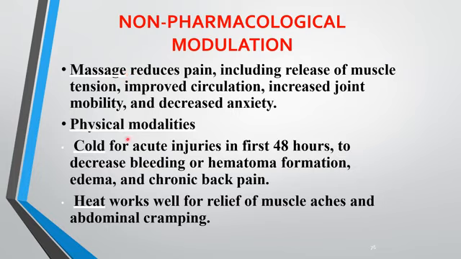And physical modalities like cold and hot temperature. Cold is used for acute injuries in the first 48 hours to decrease bleeding or hematoma formation and edema formation, and also for chronic back pain. And heat works well for relief of muscle ache and abdominal cramping.